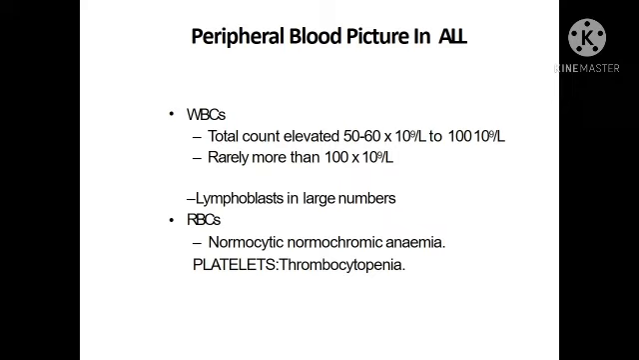Most of the cells in the count will be lymphoblasts only. Lymphoblasts will be there in large numbers. Next, the RBC picture: you will see normocytic normochromic anemia. Platelets will be decreased, so you will have thrombocytopenia. So under peripheral blood picture, you have to write the WBC picture, RBC picture and platelets.